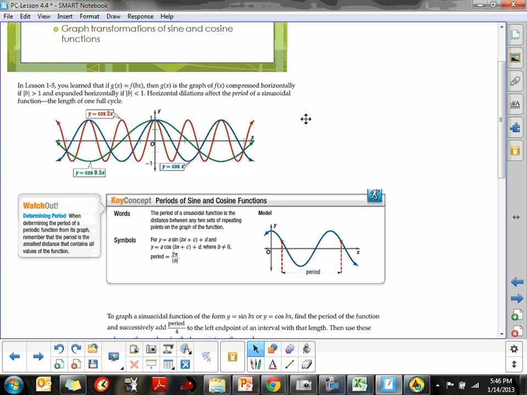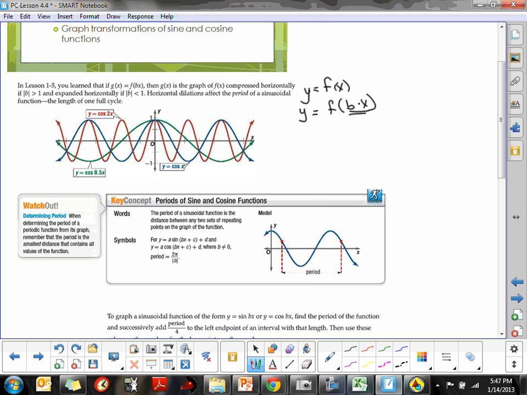To go back and put some context on what we've done already, we've had a function that said y equals f of x. If we put in f of b times x, anything inside parentheses was going to be a horizontal transformation. If we multiply, it's a horizontal stretch and shrink. So this represents a horizontal stretch slash shrink, which is either going to compress it or expand it away from the y-axis.